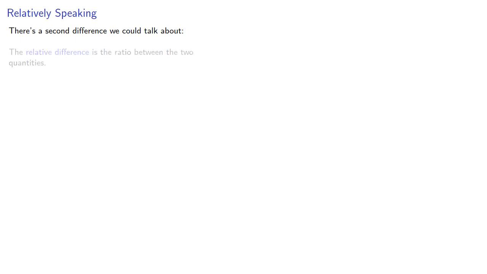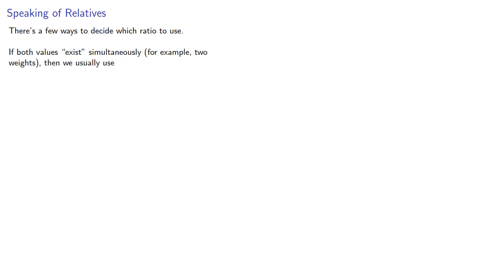The relative difference is the ratio between the two quantities. However, as with absolute difference, which ratio we use is a little more complicated. There's a few ways to decide which ratio to use. If both values exist in some sense simultaneously, for example, two weights, then we usually use the ratio of the larger value divided by the smaller value and say that the larger value is that many times the smaller value.